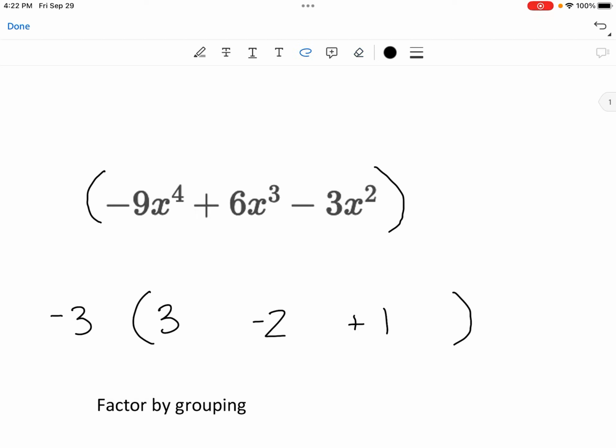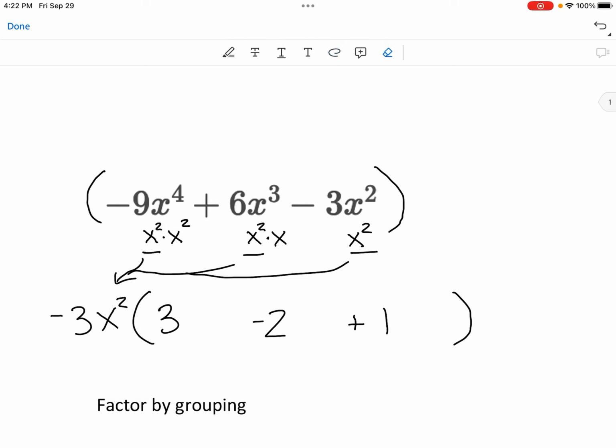And so what do they all have in common? This here is an x squared. This one here in the middle is like an x squared times an x, it's an x cubed. And then this first term is an x squared times an x squared. So notice that they all have an x squared in common. And that's what's going to come here in the front as part of the greatest thing that they have in common, an x squared. So we'll write our x squared right here. Again, that is leaving out the common part of the greatest common factor.